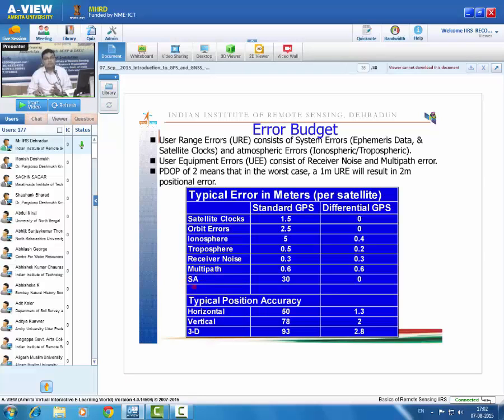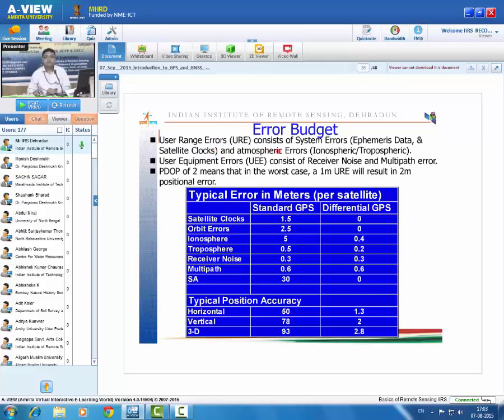What is this selective availability? We will again be discussing it tomorrow. This was an intentional degradation done by the US Department of Defense so that users do not get good accuracy. It was operational till 1st May 2000. So it was giving a large amount of error into the calculations, but nowadays it is no longer there. So instead of about 90 to 100 meter error, we are getting accuracy of 10 to 20 meters. So the accuracies we are achieving nowadays are much better.